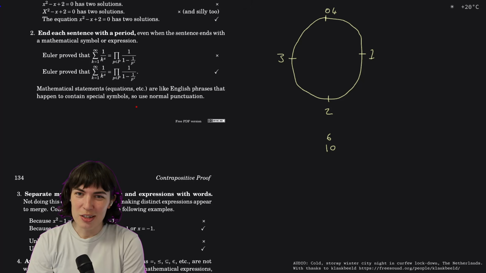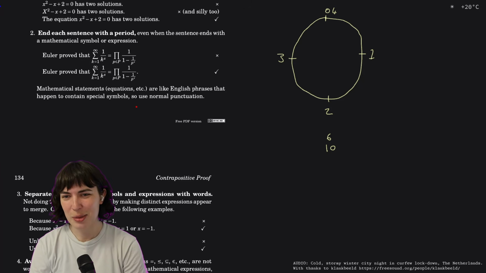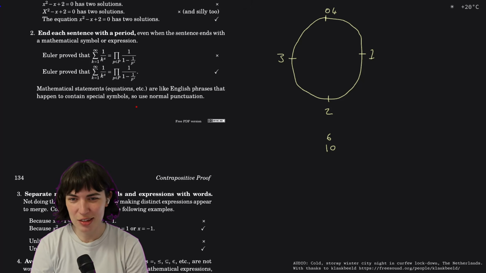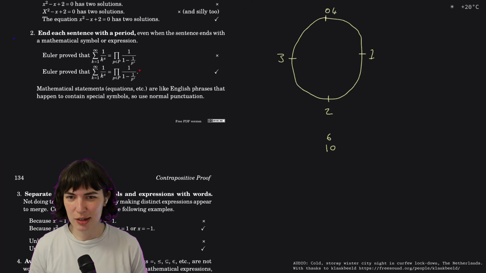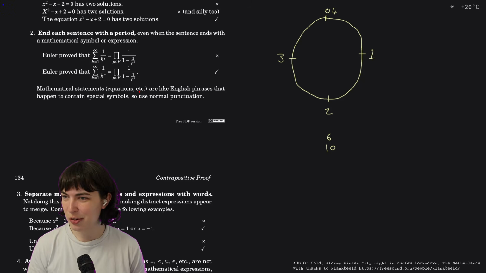End each sentence with a period, even when the sentence ends with a mathematical symbol or expression. No, what? Really? Okay. He's the mathematician, right? He gets to decide. But to me, that looks crazy. Wait, what does this mean? I guess you just have to know that it doesn't mean anything. Okay. Crazy. Alright. Thank you, Richard, for letting me know. Mathematical statements, equations, etc. are like English phrases that happen to contain special symbols, so use normal punctuation. Okay, fine. Understood.